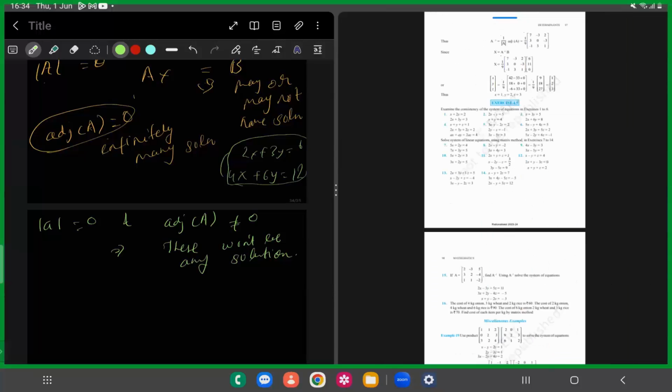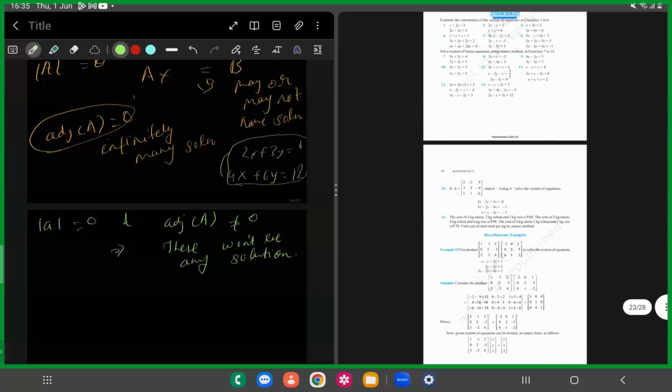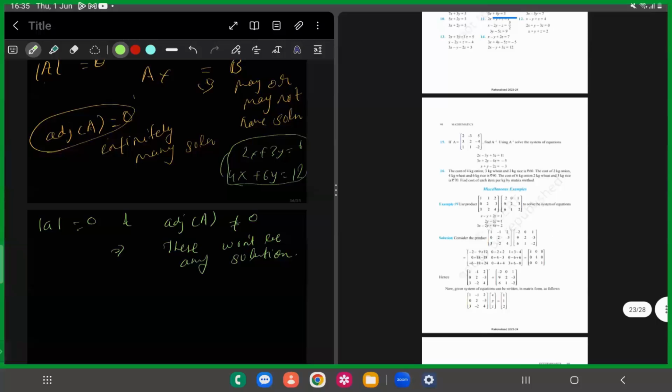So this is about the theory part of this matrix equation system, and the next lesson will be solving questions related to this concept. We'll also be solving some better questions that are asked in the miscellaneous examples and miscellaneous exercise. They basically contain some better questions. So we'll be solving these two parts in the next session.